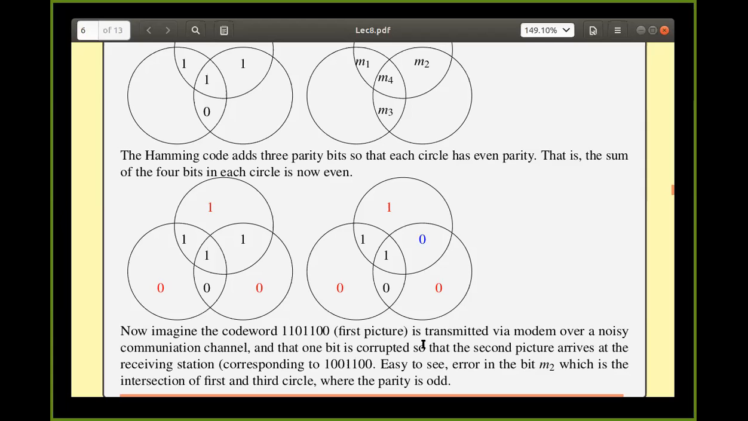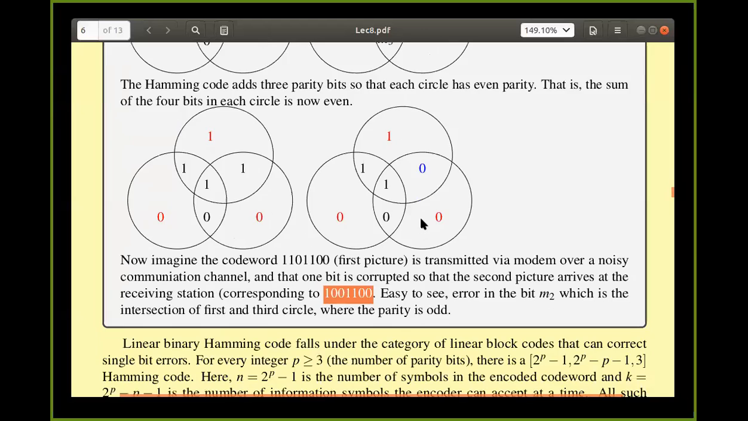Okay. So how do you check that it is M2? That is also easy. Now you got this message, and you know that M2 changed. So how can you check that? It is easy to see that the bit M2, which is the intersection of the first and third circles, is where the parity is odd. Here also the parity is odd. The first one has odd parity and the third one also has odd parity. So it is the intersection of 1 and 3, and that is exactly M2. Okay, so that is the mechanism he used.